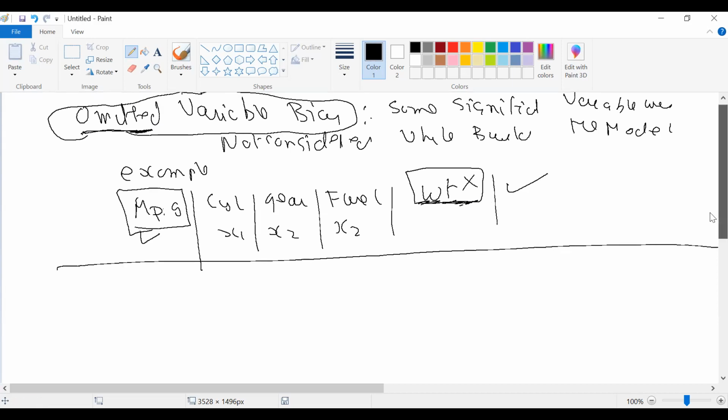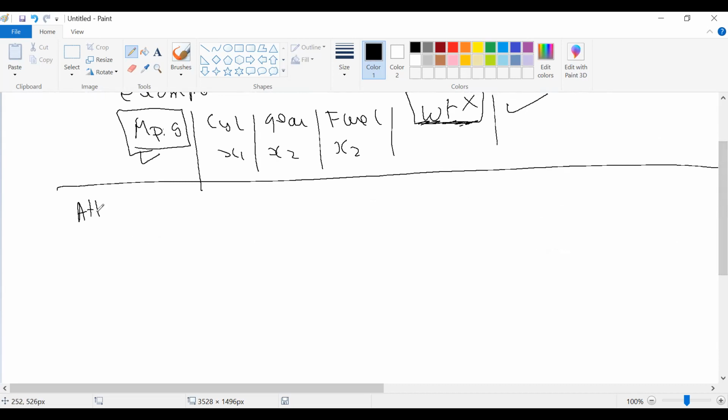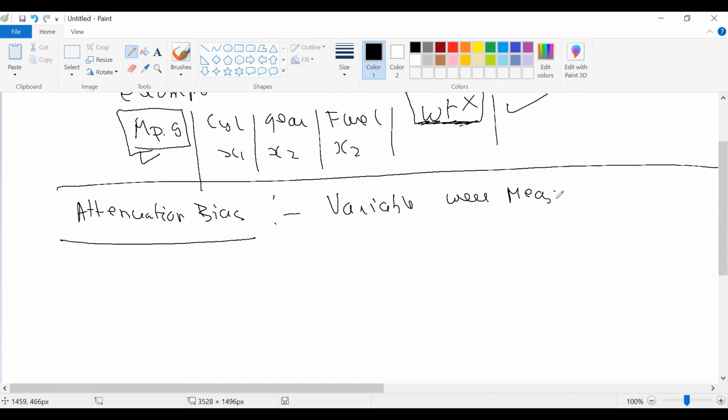Attenuation bias. In attenuation bias, variables were measured with errors. Variables were measured with errors. So sometimes when you are taking the survey or you are logging the values, errors may have crept in.